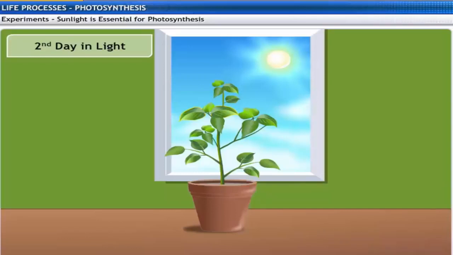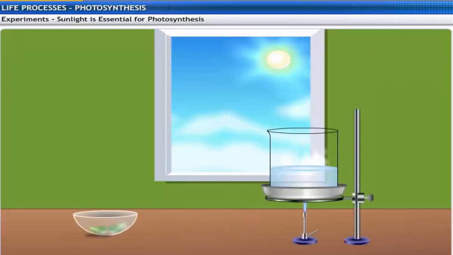Select 2 leaves of approximately the same size from a healthy potted plant. Cover one of the leaves with a black card as shown in the diagram. Place the potted plant in sunlight for several hours. Test both the leaves for the presence of starch using the iodine test. To conduct an iodine test, dip both the leaves in boiling water for a minute to kill the cells.